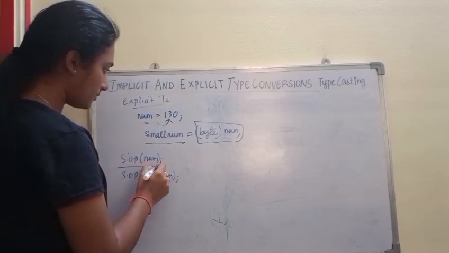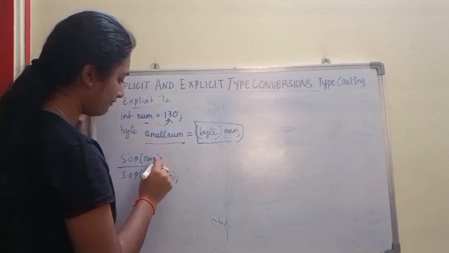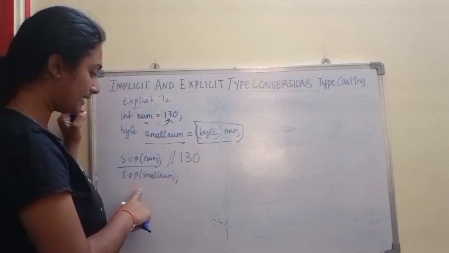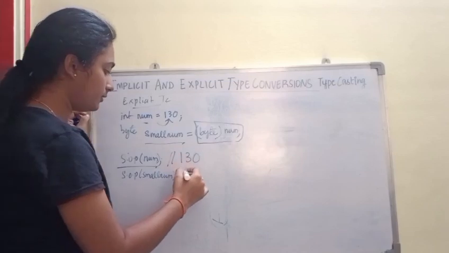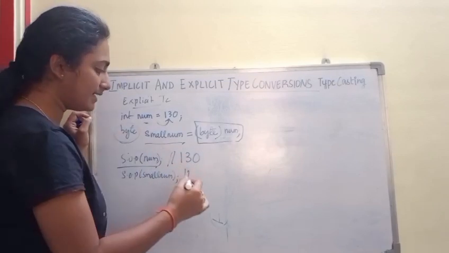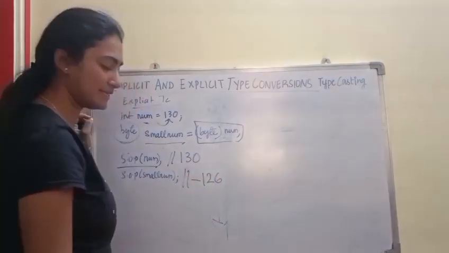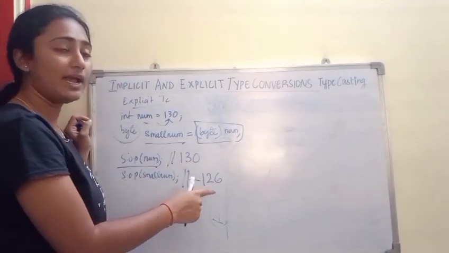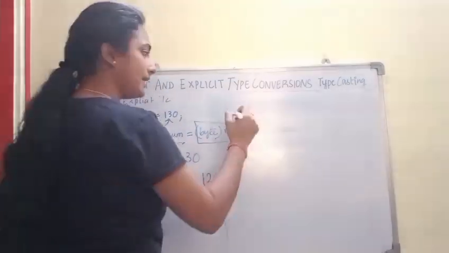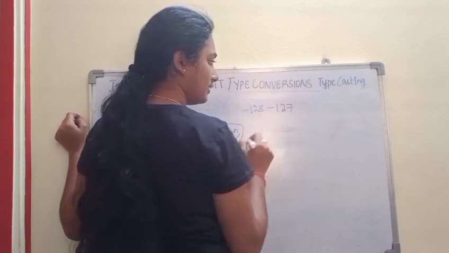Now when we try to print it, first when we are printing num, we get the output as 130. And now when we are printing smallnum, what can be the output? It is being converted to byte. The output is minus 126. Let's see how. Actually, the range of byte is from minus 128 to 127, right?